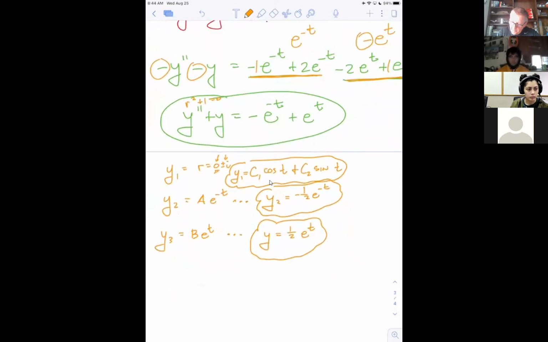And so you would then say, okay, great. I just found my general solution for y, and I just write all those added together. So C1 cosine of t plus C2 sine of t minus 1/2 e to the -t plus 1/2 e to the t. And so cool. But then what about these conditions? How am I going to get those involved?